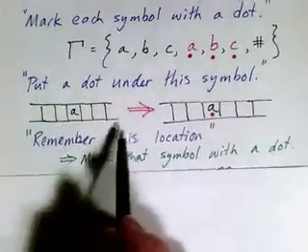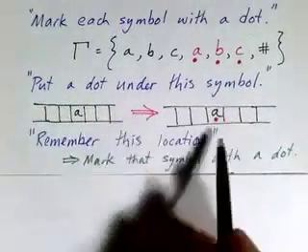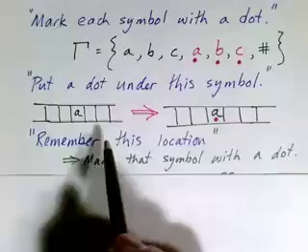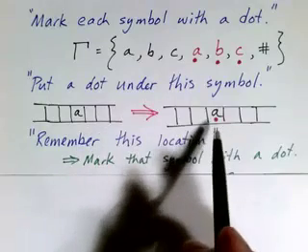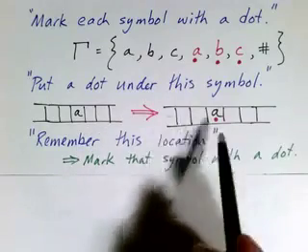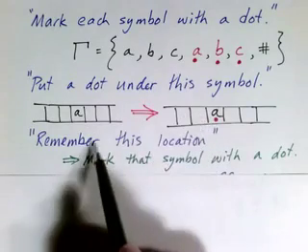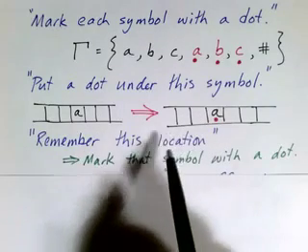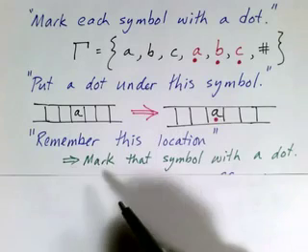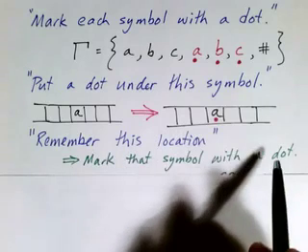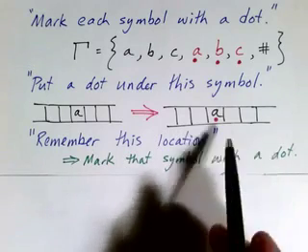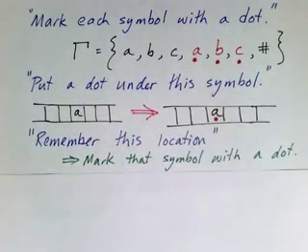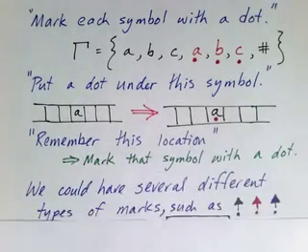So we can use this idea of marking certain symbols with a dot in algorithms, and that allows us to do things like remember a particular location on the tape. In writing our algorithms, we can say, remember where this was, remember where we were. We could say, mark that symbol with a dot. And we now know how to do that using Turing machine primitive operations.